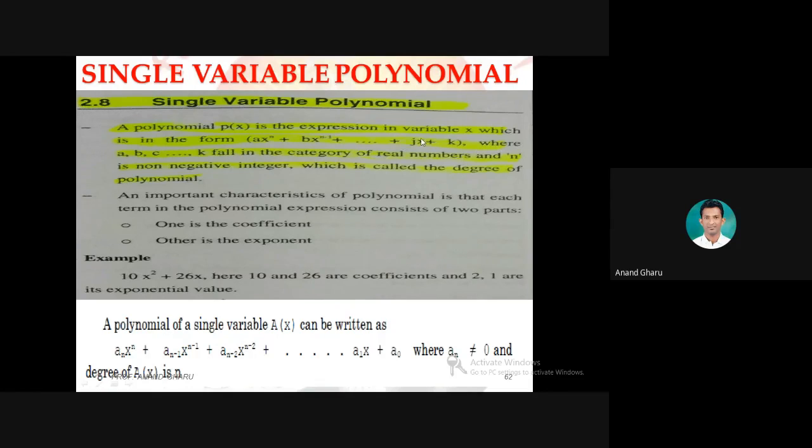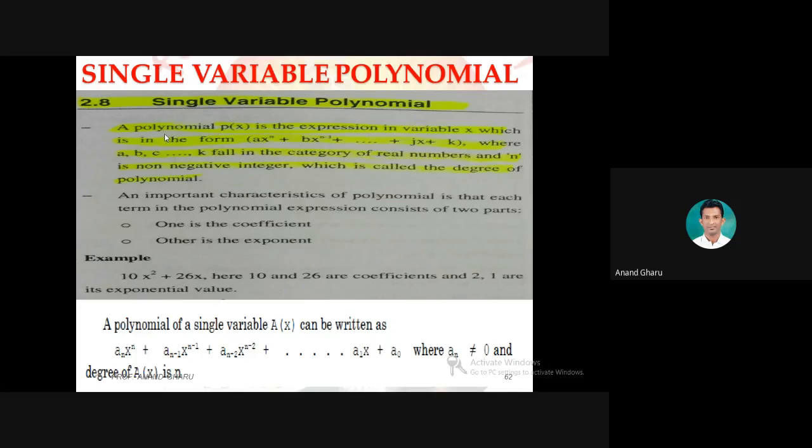Where a, b, c, d, e up to k are also called coefficients. They fall in the category of real numbers. It should be a real number, which means minus 1 can be there, minus 2 can be there, 1, 2, 3, 4, 5, whatever. But these are the coefficient and exponent parts. N should be a non-negative integer, which means 0, 1, 2, 3, 4, 5, but it should not be negative.